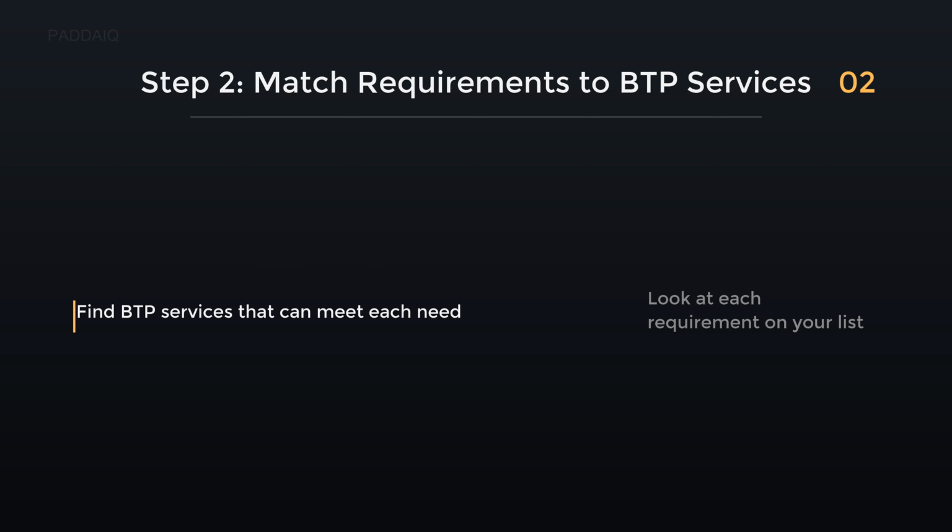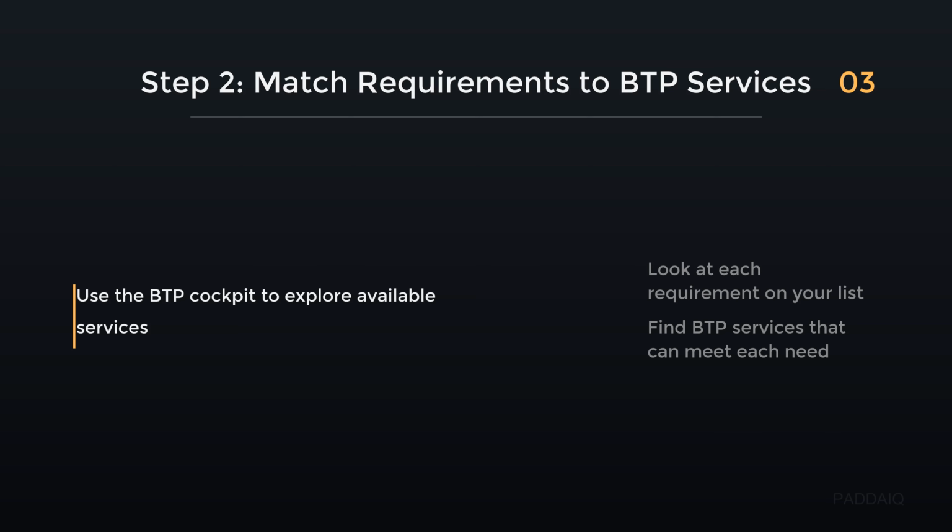Find BTP services that can meet each need. This means identifying which specific BTP offerings address your project's individual requirements. For instance, if you need to store user preferences, you could use the SAP HANA Cloud Database service for secure and scalable data management. By doing this, you ensure every requirement is covered by a suitable service.